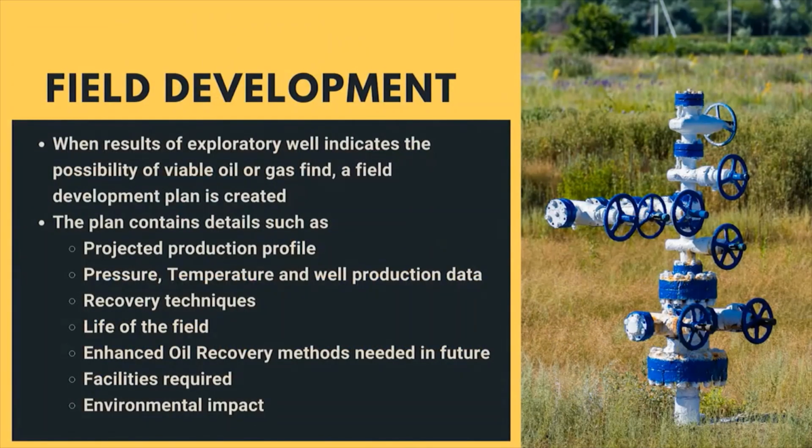Now once oil is producing, the upstream companies will start developing the field. This phase is known as the field development phase. When results of the exploratory well indicate the possibility of a viable oil or gas find, a field development plan is created. So this has got multiple steps. The plan contains details such as projected production profile, pressure, temperature and well production data, recovery techniques, life of the field, enhanced oil recovery methods, facilities required to develop, environmental impact. So all these things are taken care of, and accordingly the infrastructure is being developed.